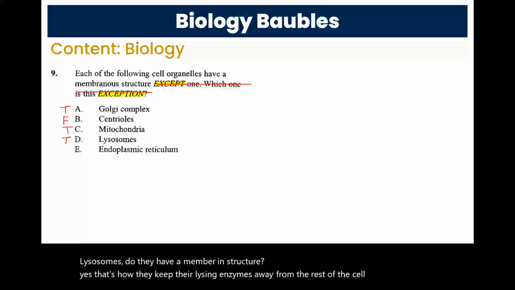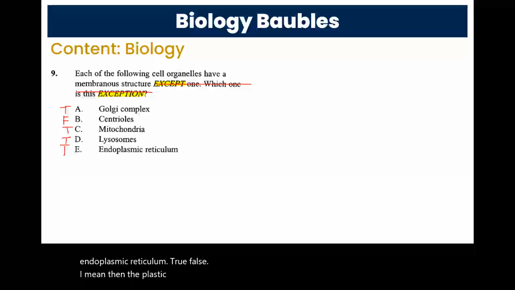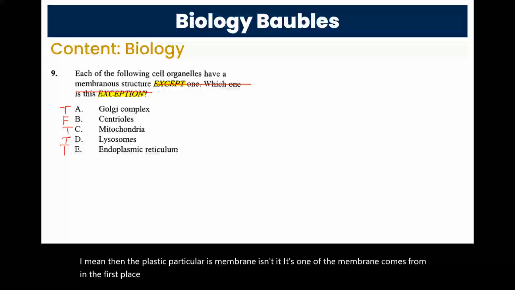And endoplasmic reticulum, true or false? I mean, the endoplasmic reticulum is membrane, isn't it? It's where the membrane comes from in the first place. So A, C, D, and E are all actually contiguous with one another in a biological sense. So what is the correct answer here? Is it the true answer or is it the false answer?